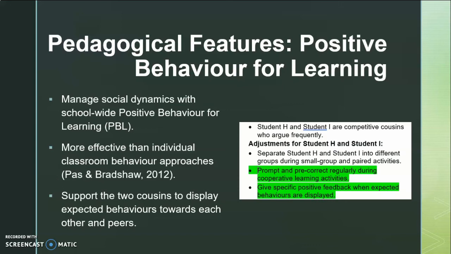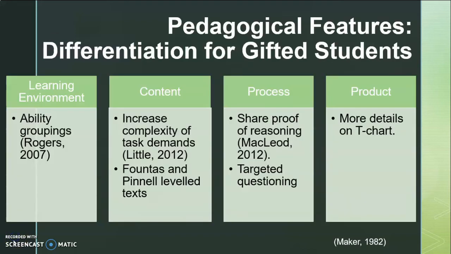School-wide approaches to behaviour prevention are more effective than individual classroom behaviour approaches due to the consistency of expectations across classroom and non-classroom contexts. Therefore, strategies from the school-wide positive behaviour for learning framework were specified in the adjustments. These strategies will support these 2 students to display the expected behaviours towards each other and their peers. There were also 2 students in Year 1 who required extension.